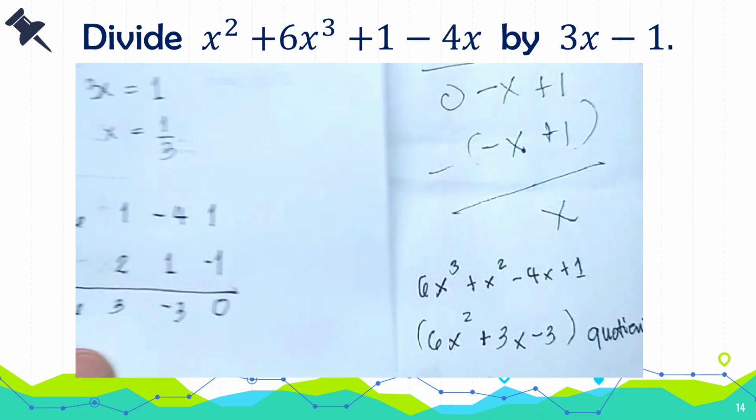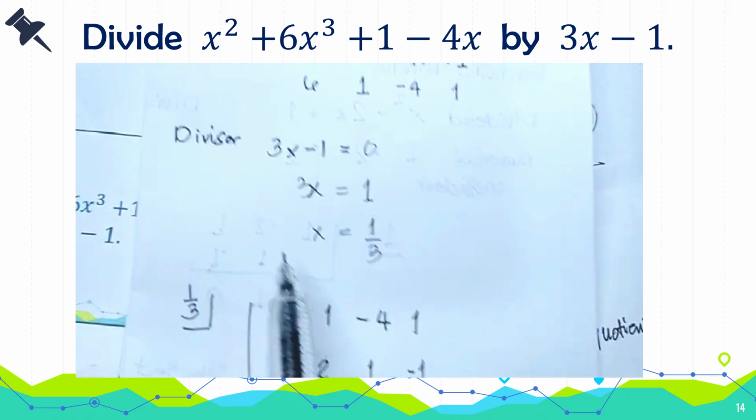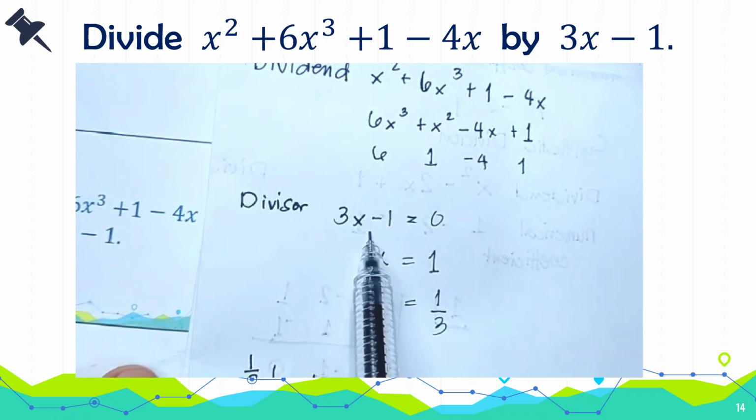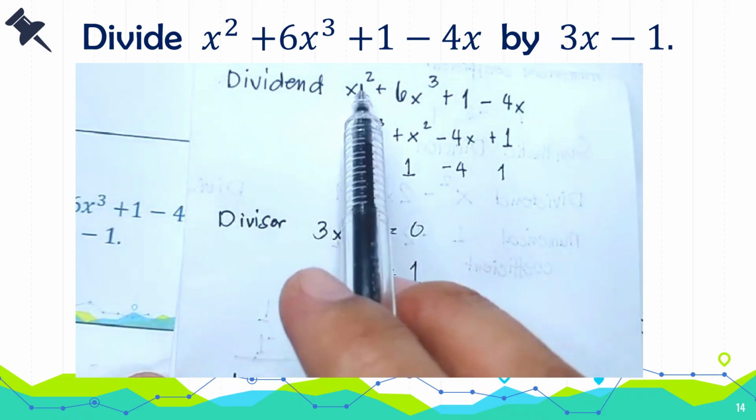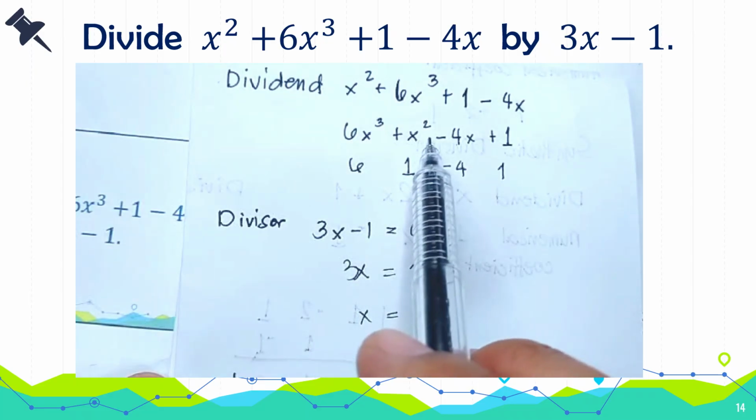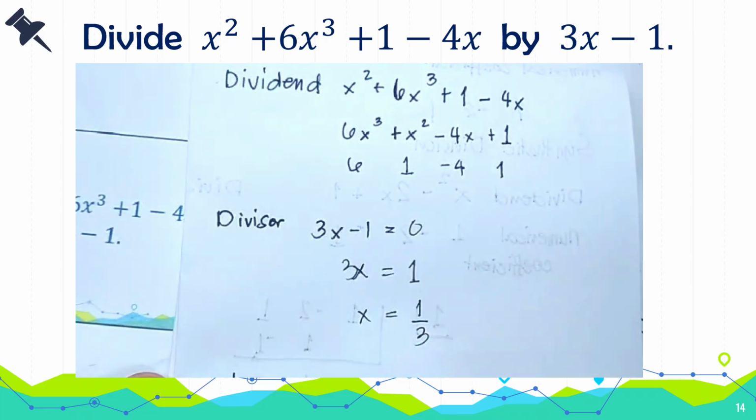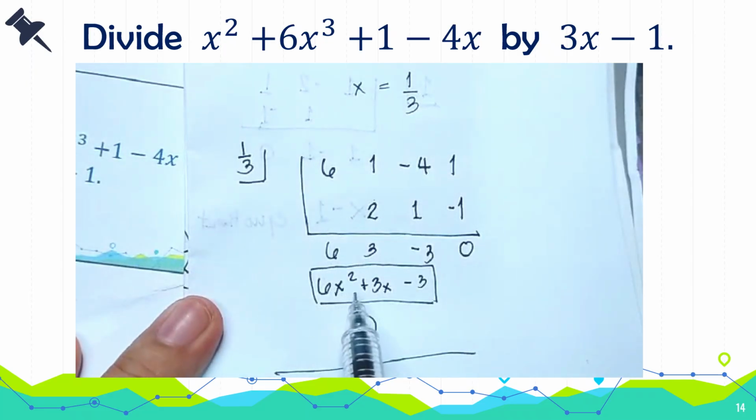Therefore, 3x minus 1 is a factor of our dividend 6x cubed plus x squared minus 4x plus 1. Again, this is our final answer.